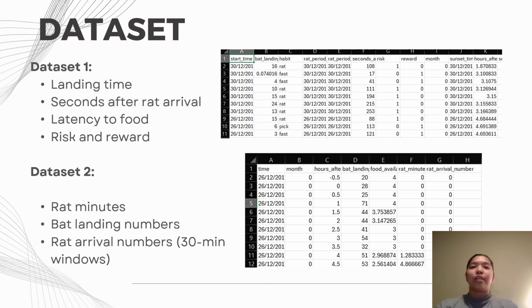We work with two datasets. The first contained details of bat behavior on the food platform, such as landing times, how long after rats they arrived, latency to reach food, and whether the bats took risks or gained rewards. The second dataset captured wider information in 30-minute time windows, like total rat minutes, bat landing numbers, and rat arrivals.